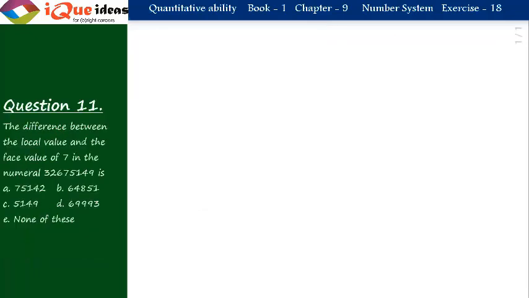Now let's look at question number 11. It says the difference between the local value and the face value of 7 in the numeral 3267514. All right. Now what is the meaning of face value and local value? Let's see. Face value means the value itself, right? And the local value means the value multiplied by the power of 10. Now what does it mean?